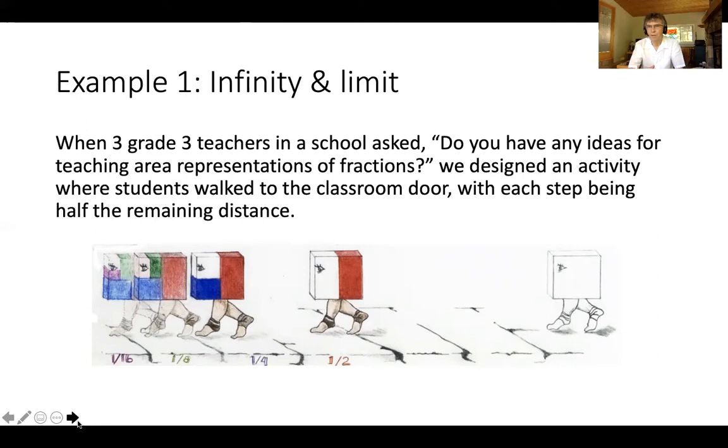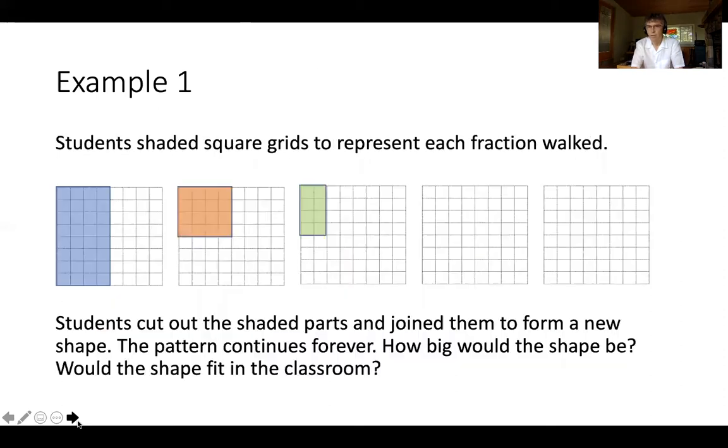Now, if you don't think about it, you can walk to the door and pass it. But if you think of all the fractions in between, it seems impossible. How can you do an infinite number of steps and still get to the door? So students took each of the fractions that they walked and represented them as areas. So they shaded squares like this. So there's the first one, half, the second one, half of a half, and so on.